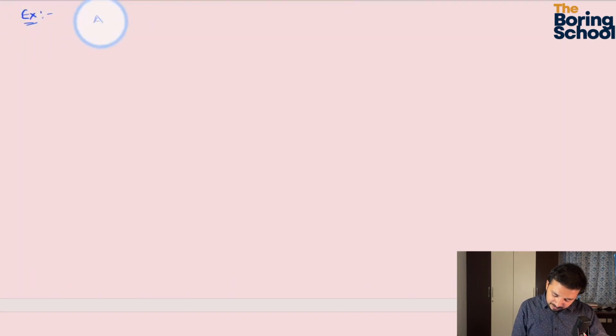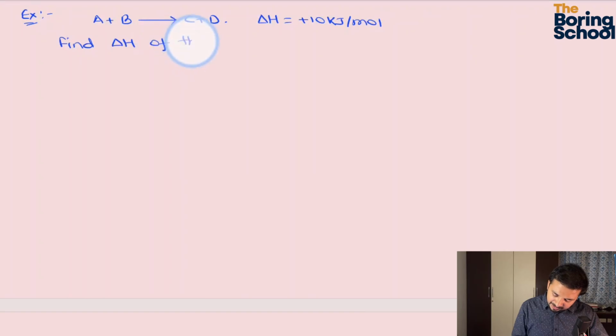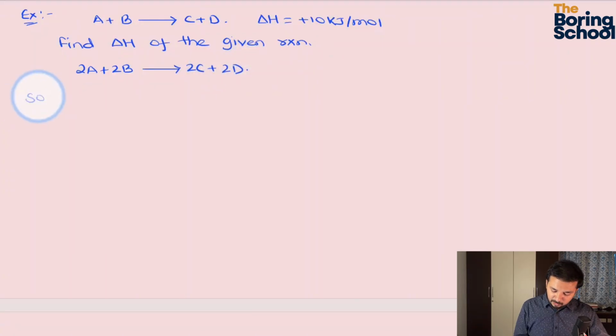Let's take it is given that A plus B is giving us C plus D. Delta H for this reaction is plus 10 kilojoule per mole. They are asking to find delta H of the given reaction. The given reaction is 2A plus 2B giving us 2C plus 2D.